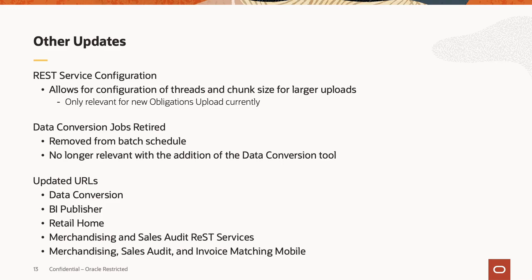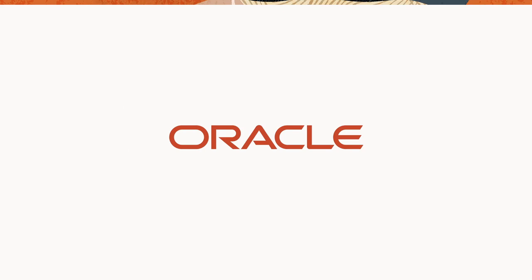Details on the updated URLs can be found in the release readiness documentation and in the Merchandising Service Administrator action list. This concludes the overview of the 19.2 Merchandising Cloud Services update.